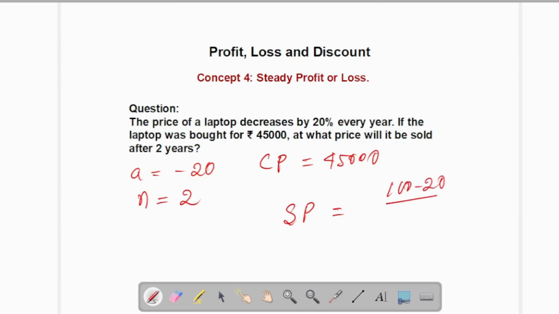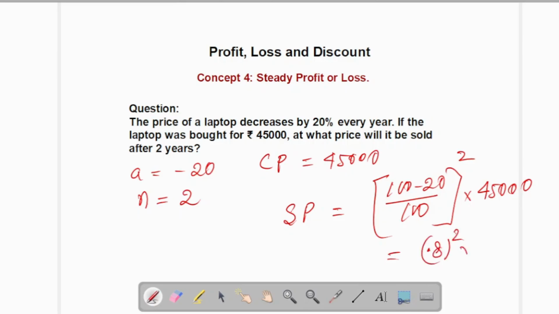So if I put this into the formula, I will get the selling price as 100 minus 20 divided by 100 to the power n, that means 2, into cost price, which is 45,000. So I am getting 0.8 to the power 2 into 45,000, which is coming to 28,800. So that means if the price is decreasing 20% every year, after 2 years we will get it at 28,800. So the selling price of the laptop will be 28,800.